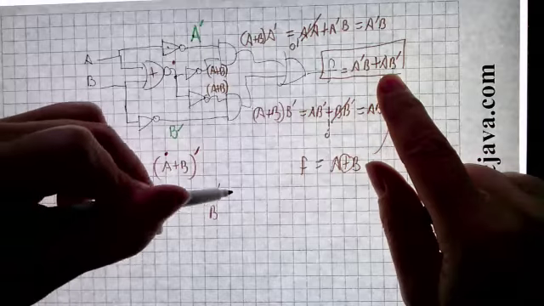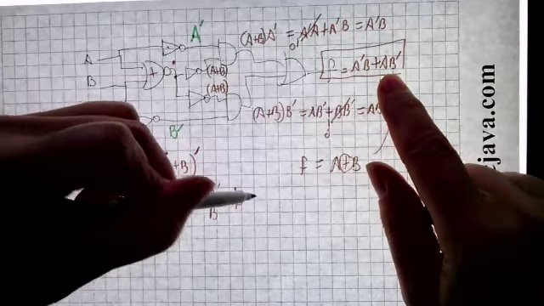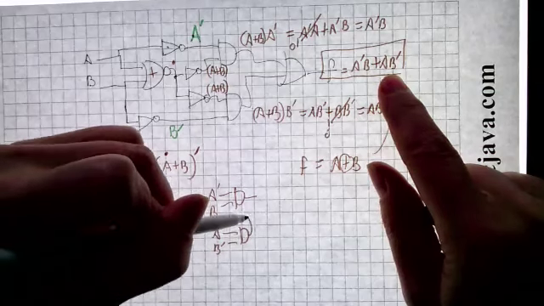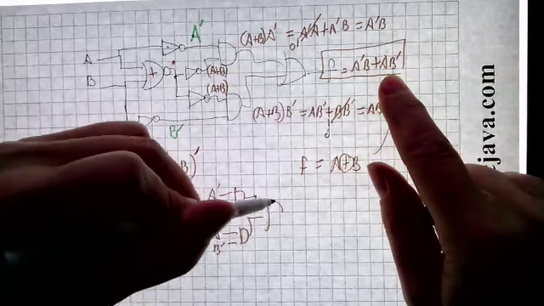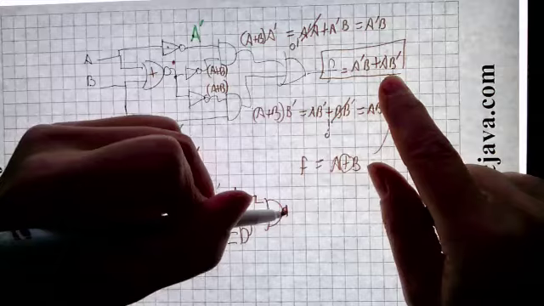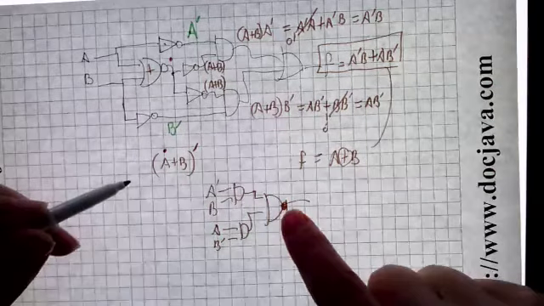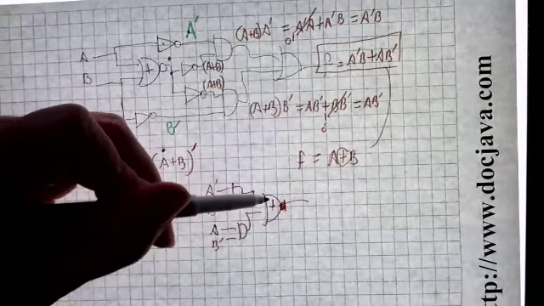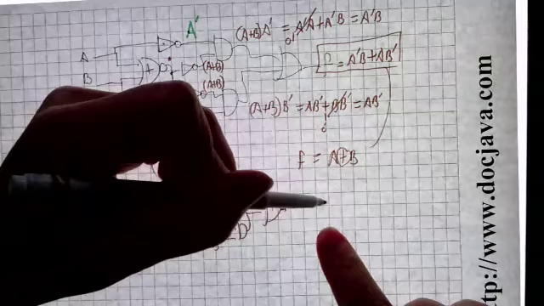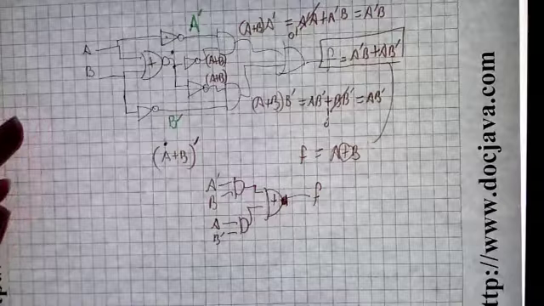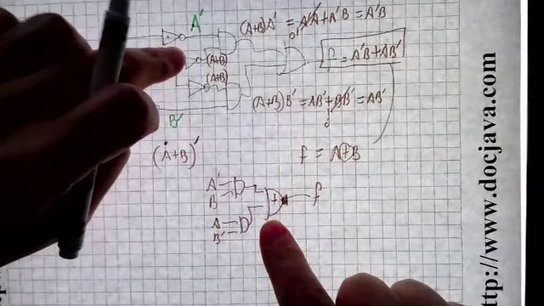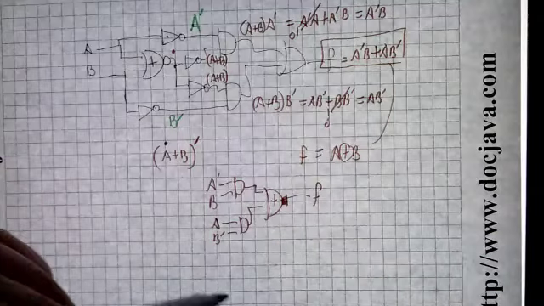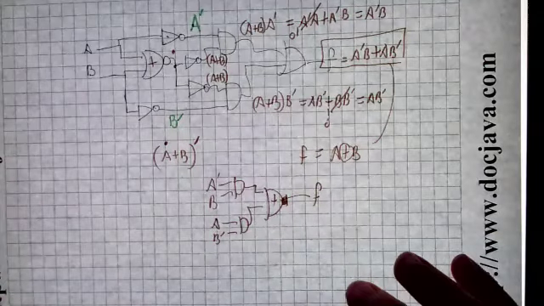A prime B goes into an AND gate. A B prime goes into an AND gate. And then the whole thing goes into an OR gate. That's not an inverter, so just write OR. So at the end of the day, that would be F. And this is a little bit easier to understand than that because this has got more extra stuff in it that we probably don't need.